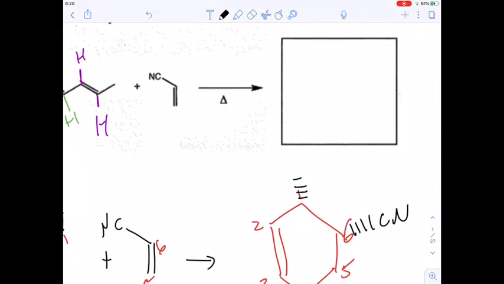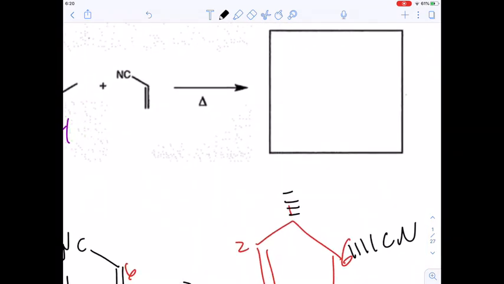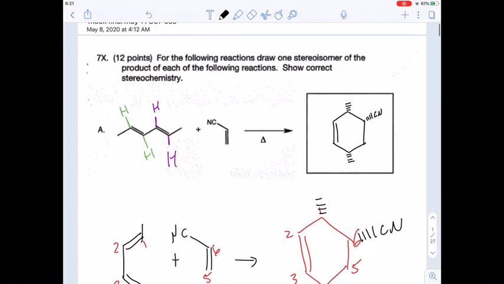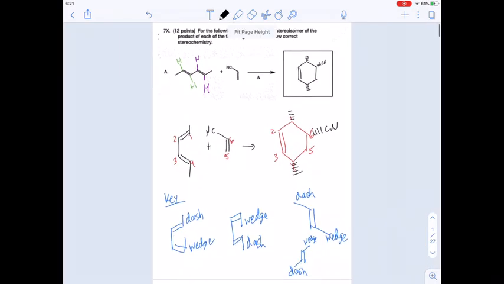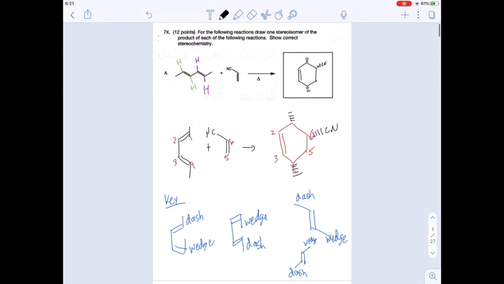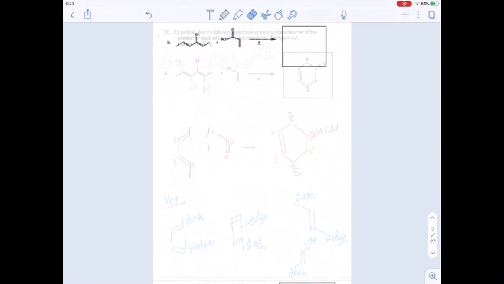I'm going to redraw it neatly for you guys. Give me 1 second. Okay. Okay, so that is the answer to 7XA. Hopefully that all makes sense. Feel free.